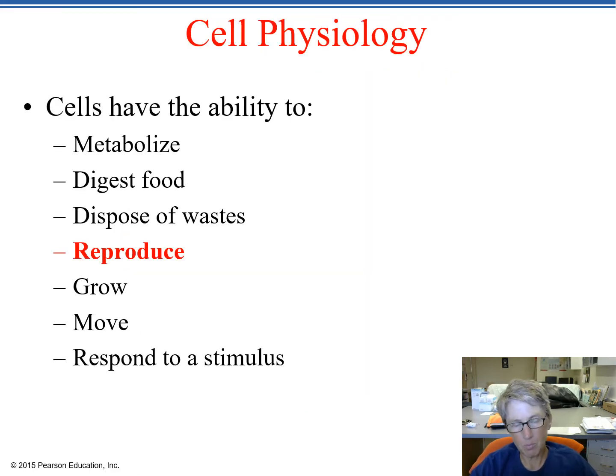So, basic cell physiology. Cells have the ability to do a lot of things. If you are a cell, you can metabolize things. So that has to do with, for example, taking in glucose, chopping it up, and making ATP. If you are a cell, you can digest food. Even if you're a single cell, you ingest food and then you digest it, or you break it down into usable parts. You dispose of waste. Again, even if you're a single cell, you have to dispose of the waste products. And we're going to focus in this video on reproduction of cells. Also, cells have the ability to grow, move, and respond to a stimulus.